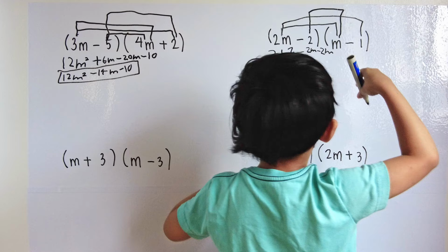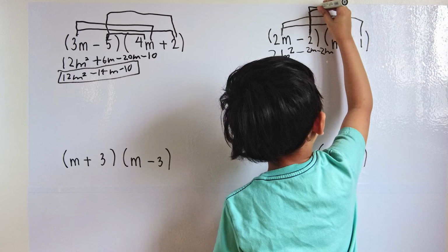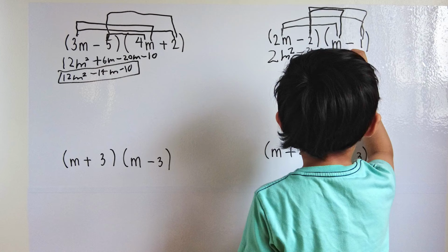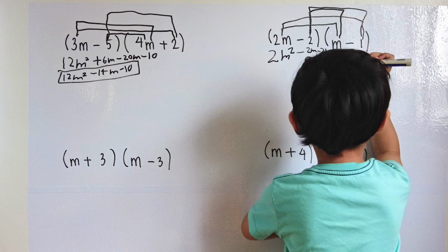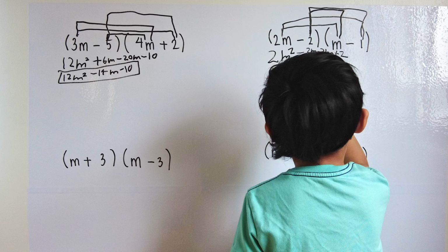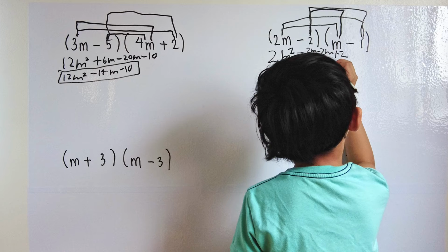And this will build, yes, and that is 2m raised to 2 and minus 4m plus 2. Answer. Okay, correct.